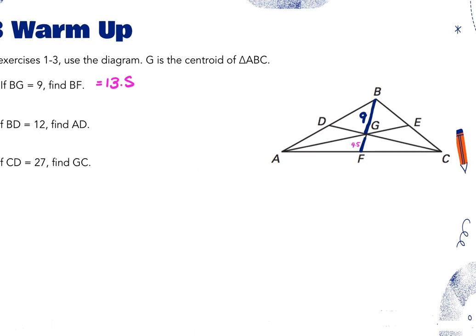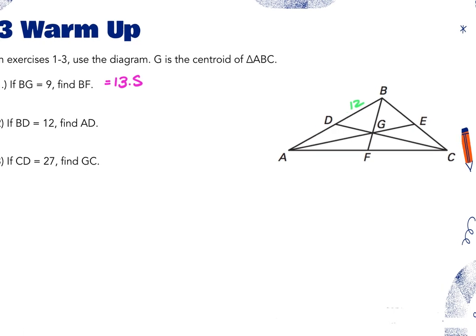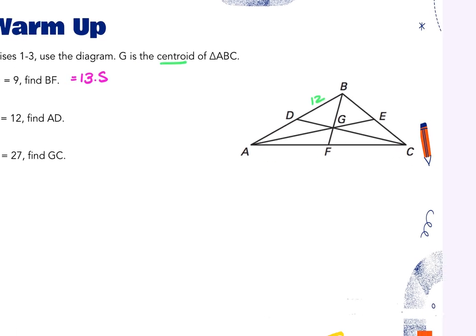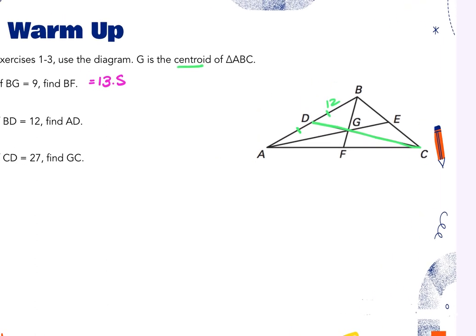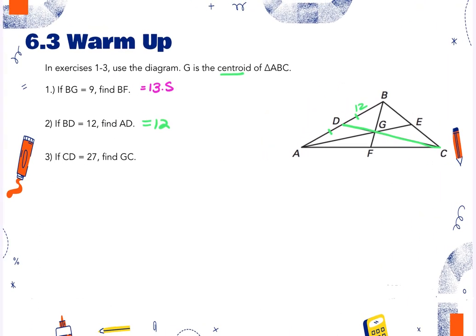The next one says BD is 12. So let me erase this part off. BD is 12. Find AD. Because it's the centroid, I know this is the median, and if it's the median, it cuts it into two congruent parts. So AD would also be 12.